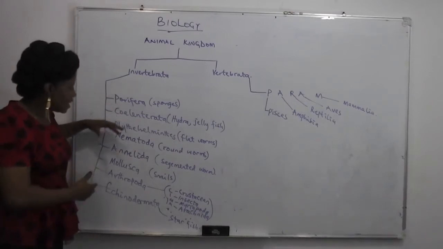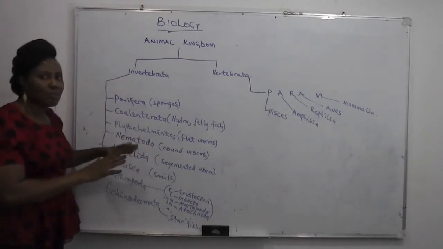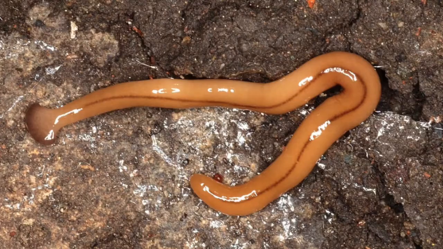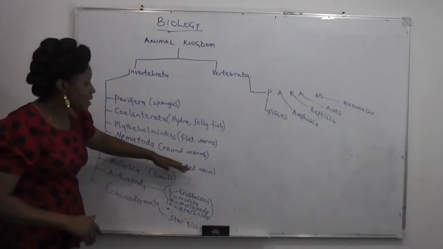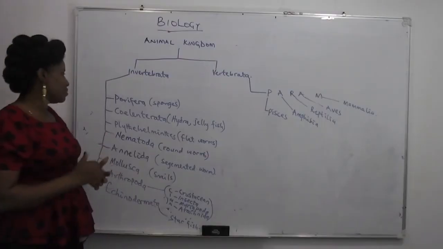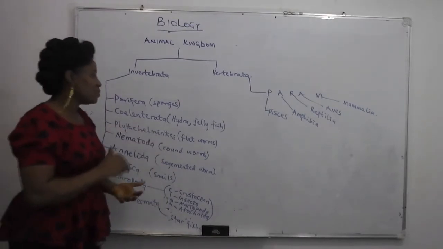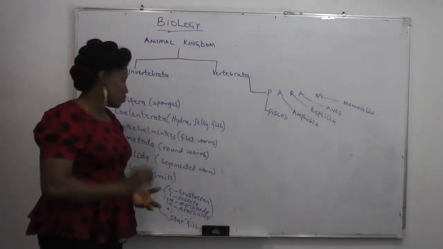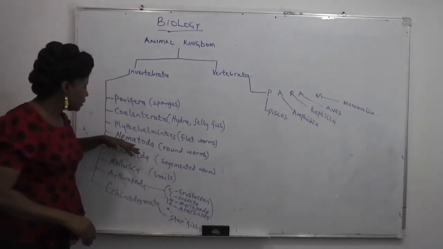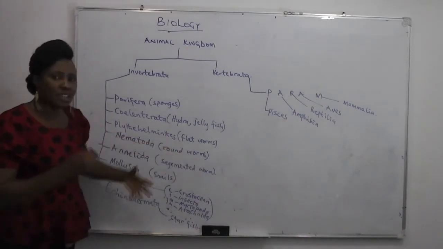Then the next 3, which are the Platyhelminthes, Nematoda, and Annelida, are mainly what? Worms. The Platyhelminths are known as the what? The flatworms, while the Nematodes are mainly what? Roundworms, and the Annelida are mainly what? Segmented worms. Now when you talk about the Platyhelminth flatworms, an example of this flatworm is what we call the tapeworm. Now you talk about the Nematoda, which are mainly roundworms. Example is what? The hookworm.